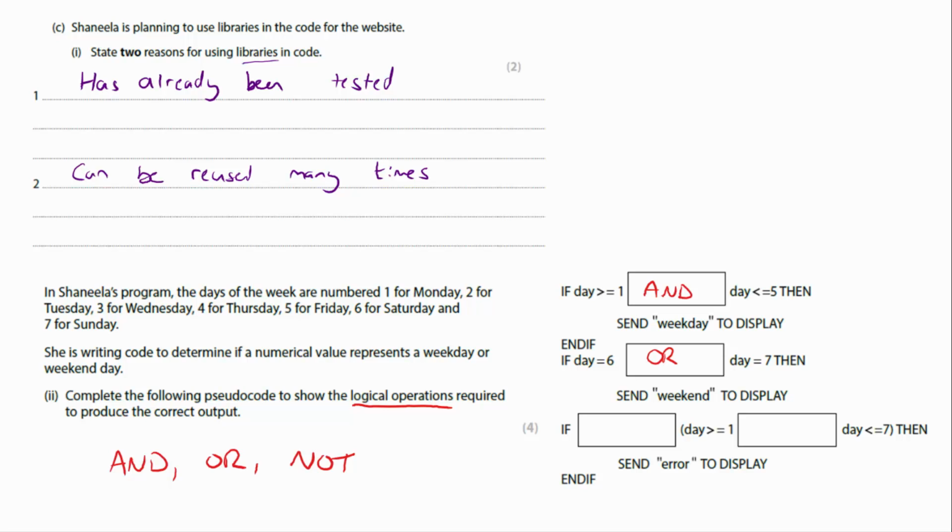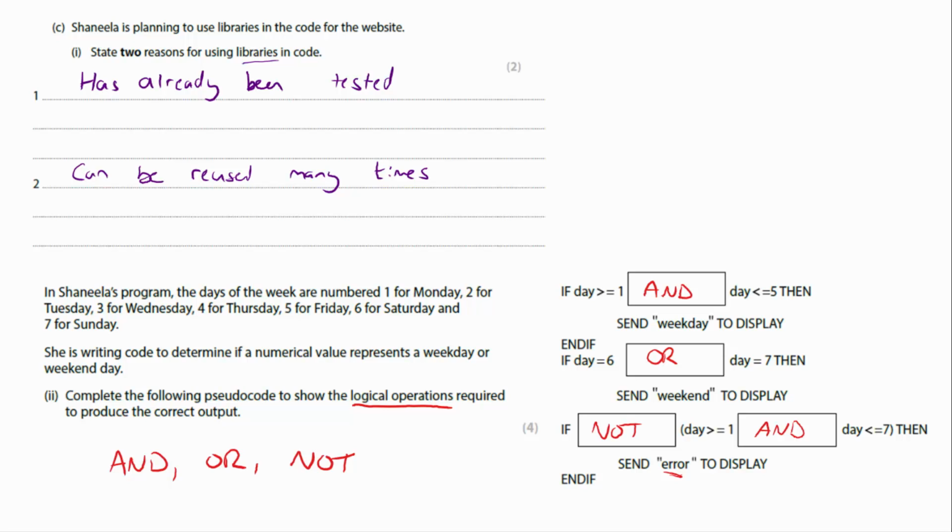And then here we have a bracket. So let's look at the bracket first. This is what gets evaluated first. So if a day is greater or equal to 1 and less than or equal to 7, so this is going to be AND again, because this is basically our range. So it's going to send an error. So if it's not in this range is when you'd want to send an error.